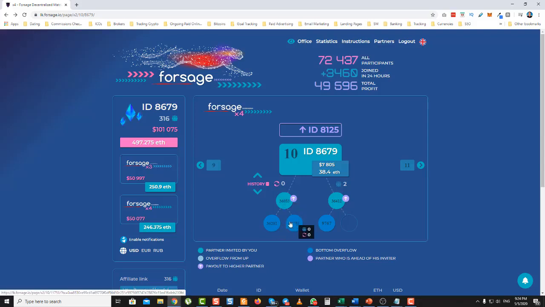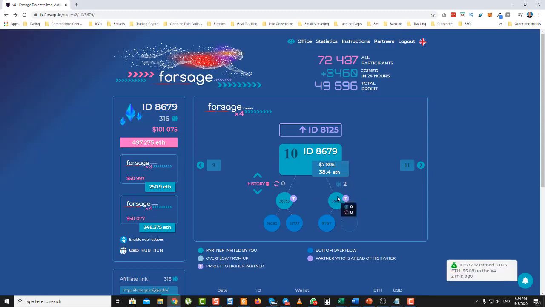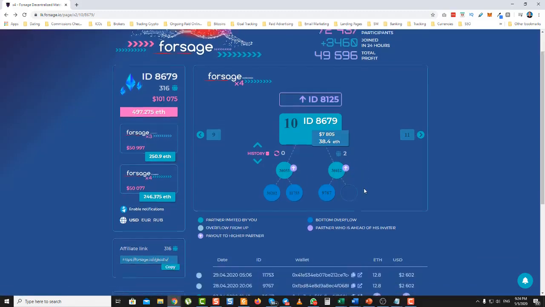But for 36053 it is the first line. Okay, it is the first line. So he didn't get this money, but 8679, this spot, you get the money. So always you get the money from this spot, this, and this. Okay, the first two spots are going to the upline or to the spiller. You can always see who is getting it. Like in this case, it was 8125 that got those two, right?